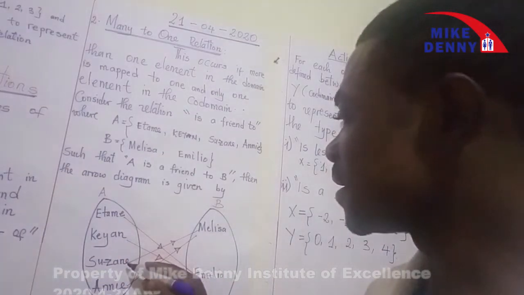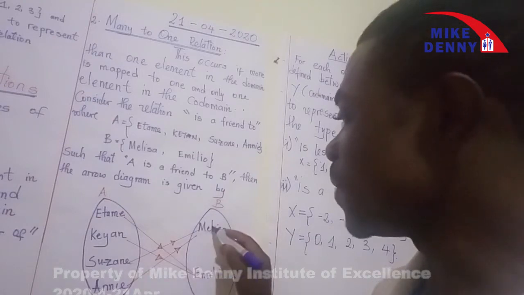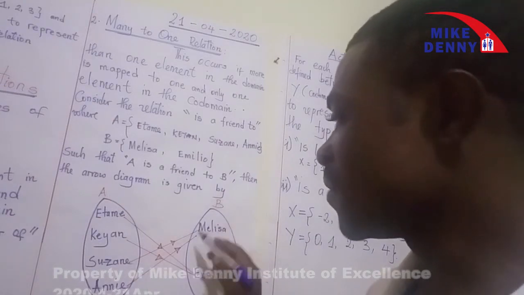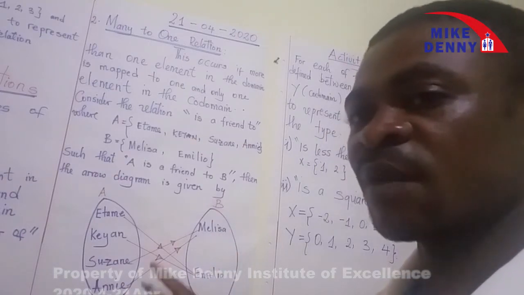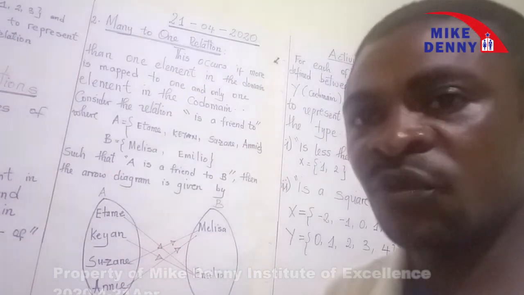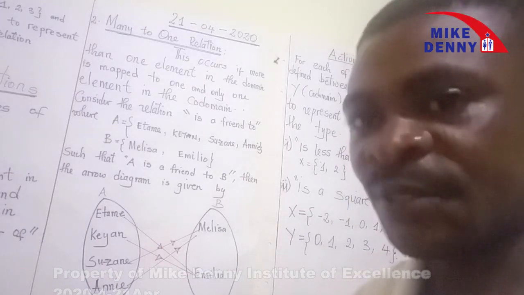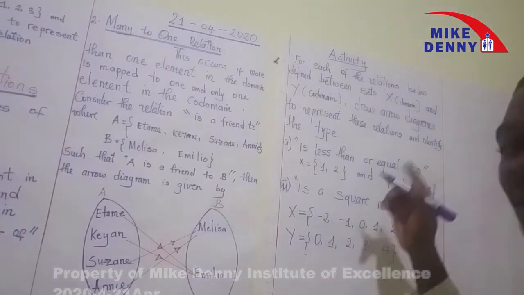Then now go to the next. Discover that Susan is a friend to Melissa. Annie is a friend to Melissa, but they are not friends to Emilio. So you look at the way the arrows are moving. The arrows are simply linking them with respect to the relationship that exists between them. And that's it. Okay, finally, we will look at our activity.